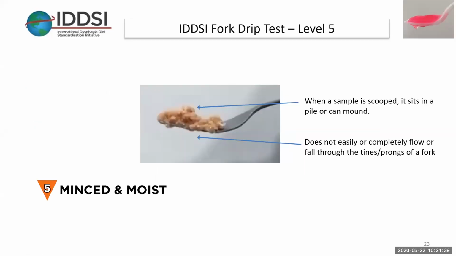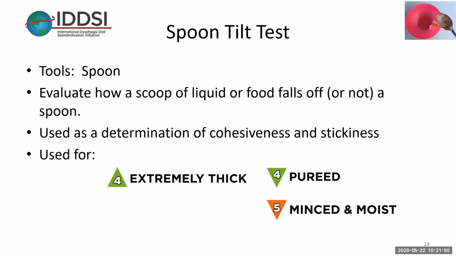And when we're testing a level 5 minced and moist sample, the sample sits on top of the fork and you don't see anything dripping through the tines. So it's a pretty simple test, level 5, just checking to see if there's any free liquids.